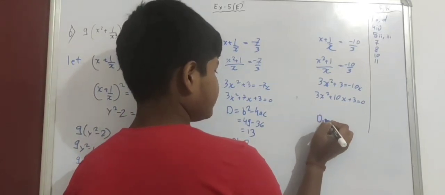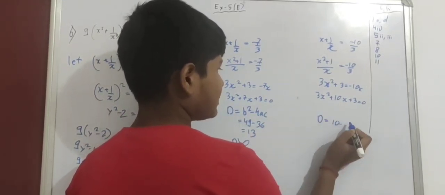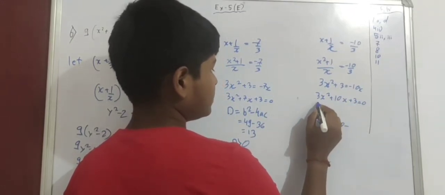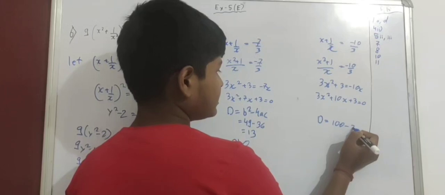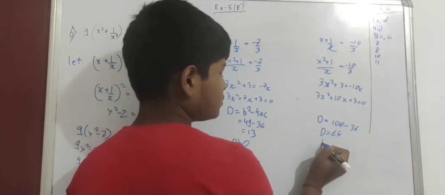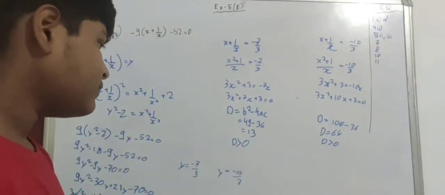And here you also check b square is 100 minus 4 into a into c. So 4 into a into c you will get as 36. So d is equals to 64. So since here d was greater than 0, then the roots are real. So you can solve it further.